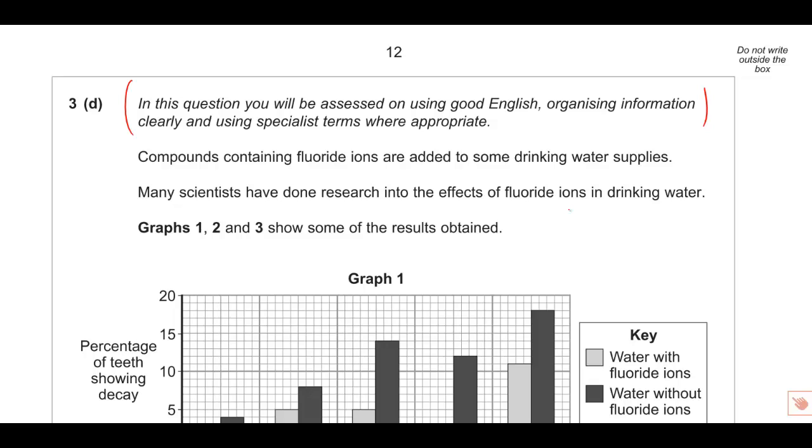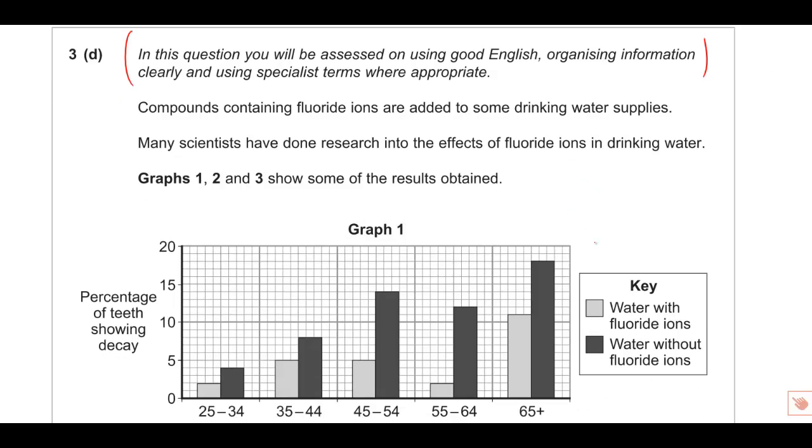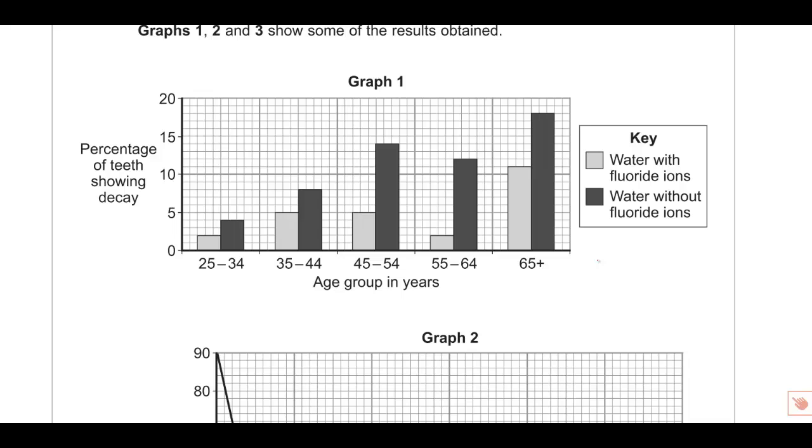So the data given here, we can see that we have 3 graphs, graph 1, 2 and 3. So here's graph 1. It has age groups versus percentage of teeth showing decay. And then we've got a little key here: water with fluoride ions, water without fluoride ions. So what do we get from this? Well, we see that clearly at all ages, water without fluoride ions gives more decay. Much more decay. Most effective here, but it happens at all age groups.